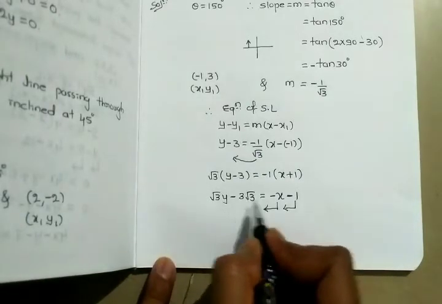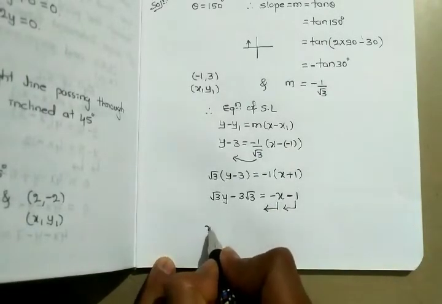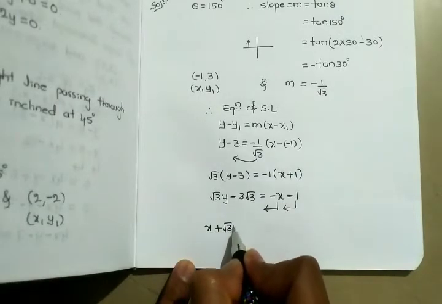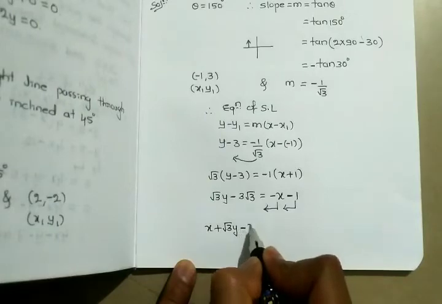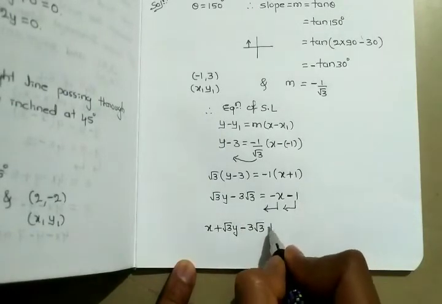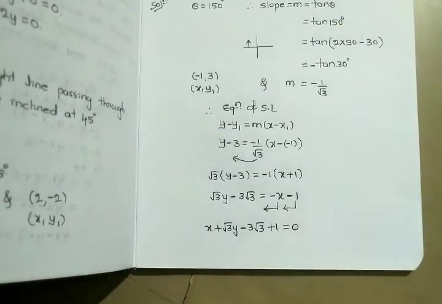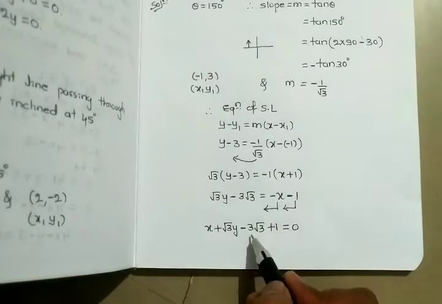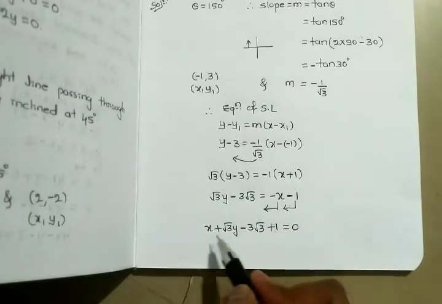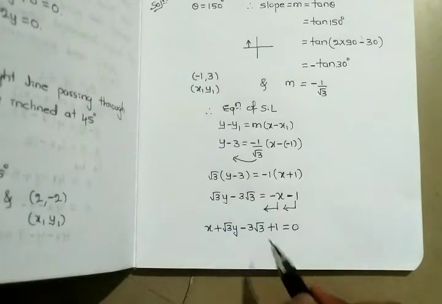So that time minus x becomes plus x. Already plus root 3 into y is present. Minus 3 root 3 is also present. Next minus 1 becomes what here? Plus 1 is equal to 0. So this is the required equation of the straight line. Otherwise you can do further simplification by adding these two numbers, by subtracting these two numbers. Otherwise this is the required equation of what? Straight line.